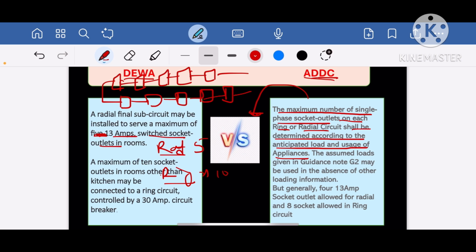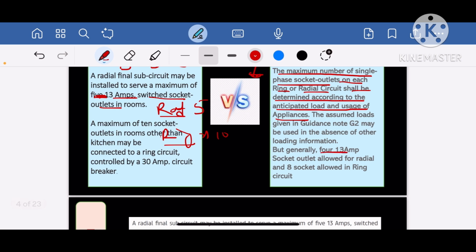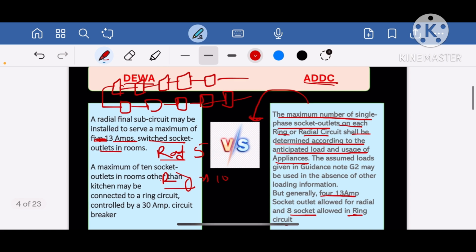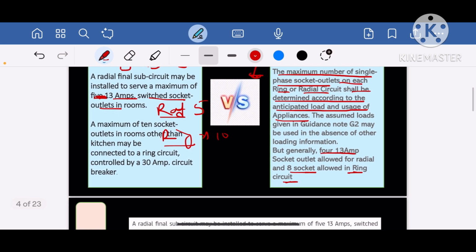It says it depends on the load, but general practice is that we can add 4 13 ampere sockets on a radial and 8 sockets on a ring circuit. It is not specified in the ADDC regulation, I will repeat again. The ADDC regulation clearly says it depends on the anticipated load, but in general practice in Abu Dhabi, we are maintaining 4 single sockets for the radial circuit and 8 single sockets in a ring circuit.